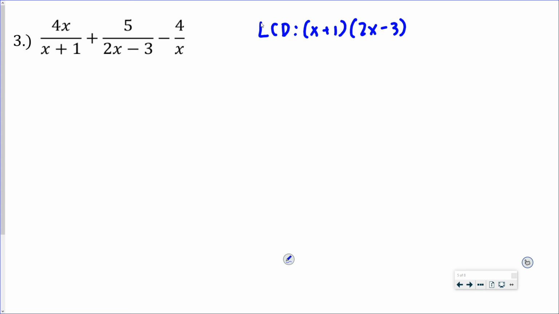Well, that's x plus 1. Yes, it's not a factor of x. That's a factor of x plus 1. So yes, we do need another x. I typically like to put it in front like this. You don't have to, but it's easier to see it that way. All right, there's my LCD.